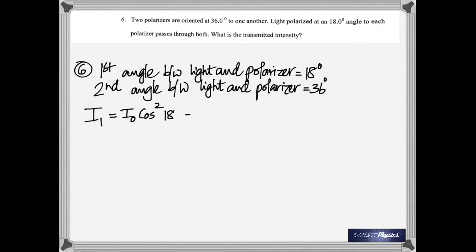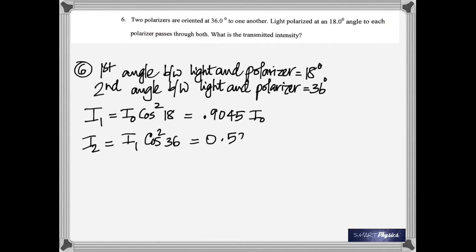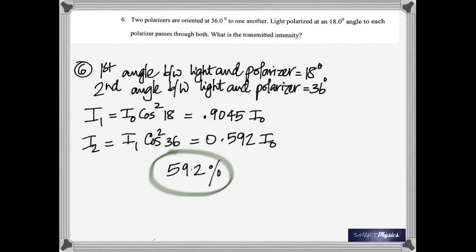And using Malus law, I1 is I0 cos squared 18, where I1 is the intensity that passes out through the first one. And then for the second one, it's going to be I1, because it's I1 that's passing out through the second one, right? So you get 0.592 I0. So that means it's 59.2% of the initial intensity. That must be clear.